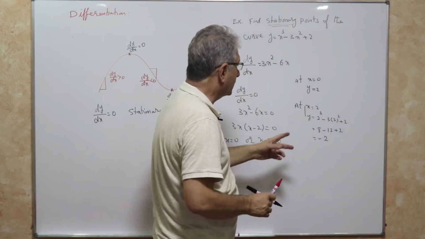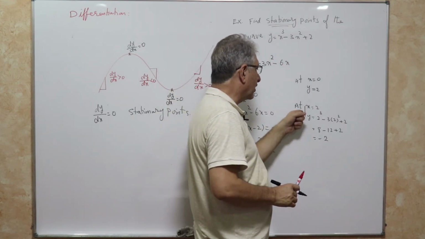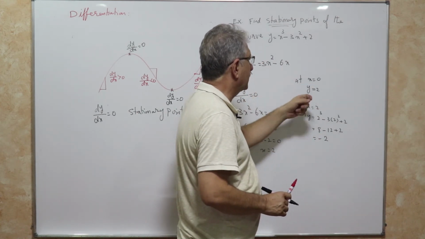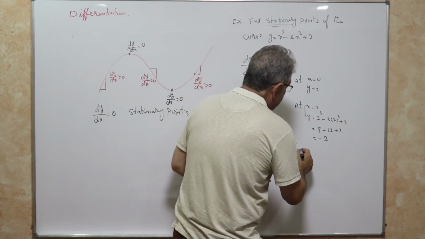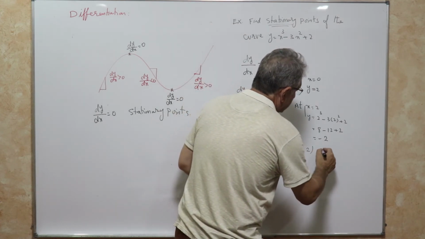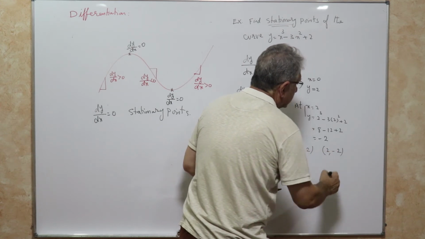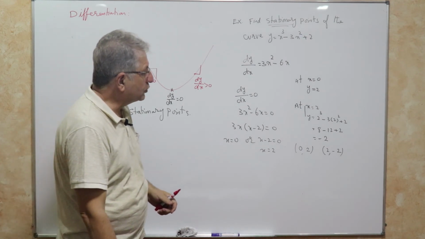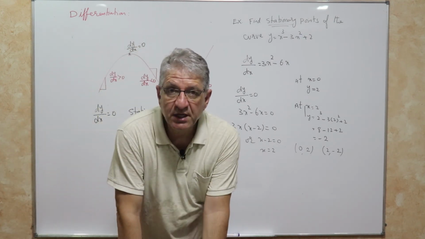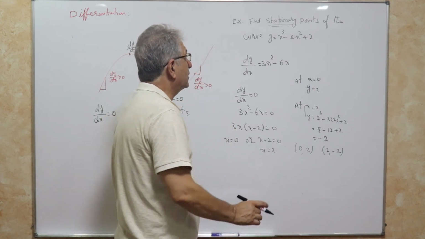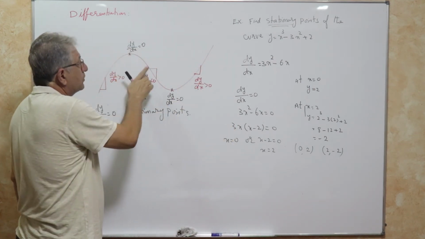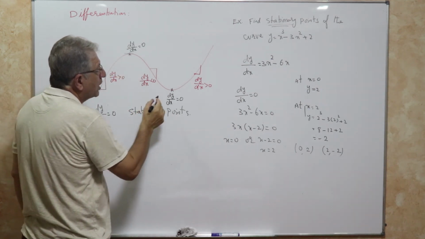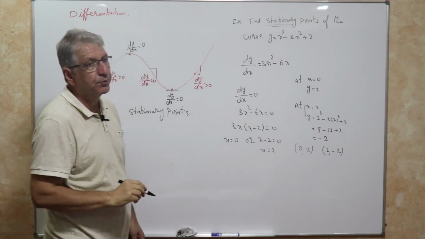Okay, therefore there are two stationary points. One of them is x equal to 2, y equal to negative 2, another one is x equal to 0, y equal to 2. Therefore there are 2 points, (0, 2) and (2, negative 2). These are the stationary points of this curve. They may ask you what is the nature of these points. When you see a stationary point, you know that this is a stationary point and this is a stationary point. But this we call a maximum stationary point, and this one is the minimum stationary point.